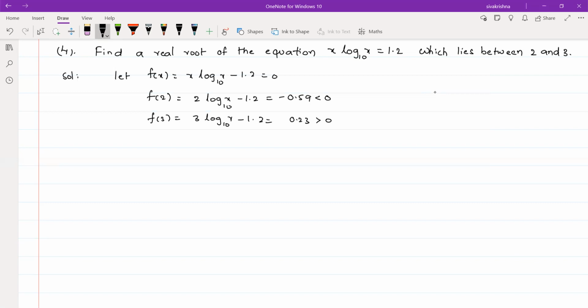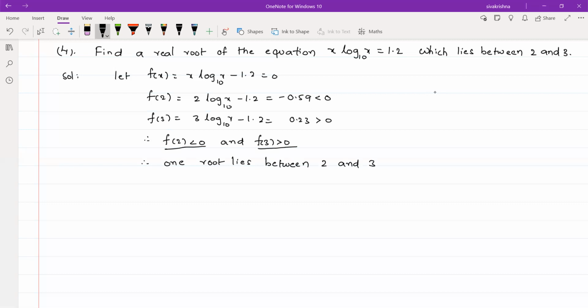Whenever we get opposite signs for two different numbers, then by the known theorem we say that one root lies between those two numbers. Therefore finally we get f of 2 is less than 0 and f of 3 is greater than 0. I am underlining this statement. So therefore one root lies between 2 and 3.